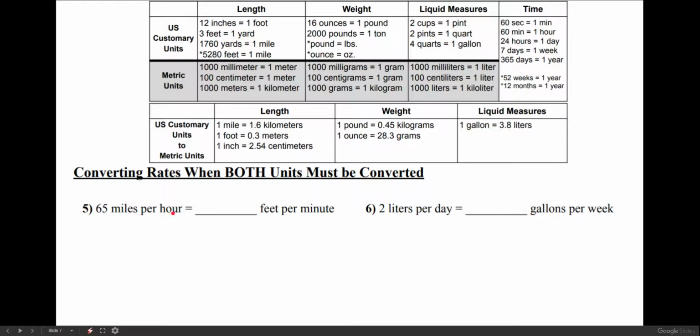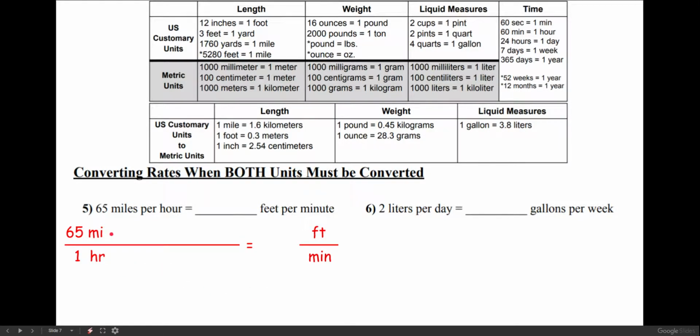So we have 65 miles per hour, and we're going to turn that into feet per minute. Now, notice miles needs to change to feet, and hours need to get changed to minutes. So these start getting really tricky. So make sure you follow along. Pause if you need to. All right, so let's write down the information we have. 65 miles per 1 hour. And ultimately, I want to end up with feet per minute. So I need to change the miles to feet and the hours to minutes.